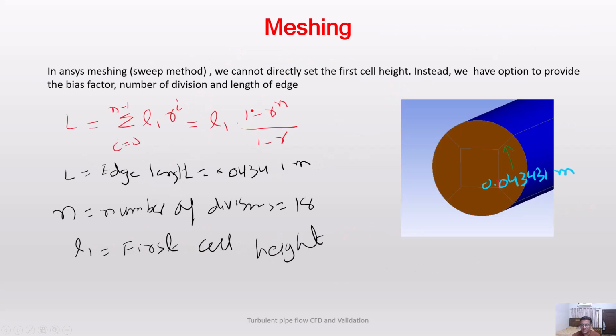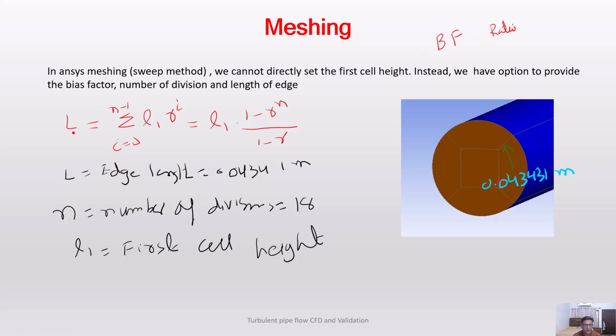Okay, now in the ANSYS meshing, I will discuss this slide as well. I have divided the geometry into 4 parts and 5 parts, as you have seen in the laminar pipe flow. We use geometry decomposition and the sweep meshing method. The problem is that in the sweep meshing method, we cannot directly give the first cell height. What we can give is either the bias factor or the cell change ratio, meaning the cell growth rate.